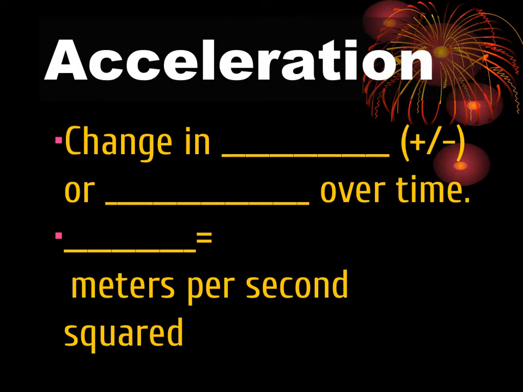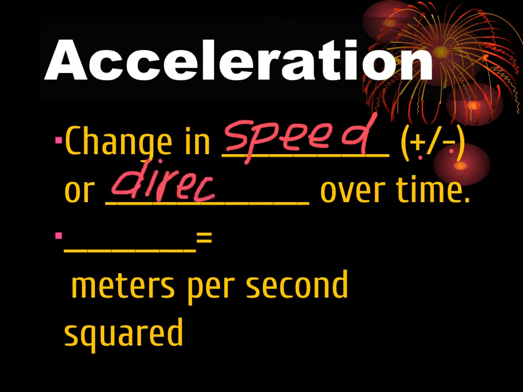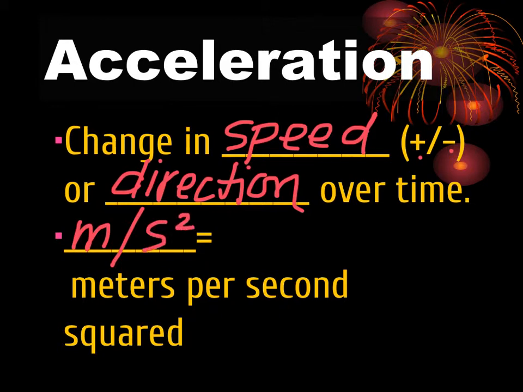Acceleration, we're looking at a change in one of two variables, either speed, and that speed can of course increase or decrease, and we can also see a change in direction, giving us an acceleration of an object. And that we measure in meters per second squared. Okay, so meters per second squared, not miles per hour, because this is the important part, we're looking over time.